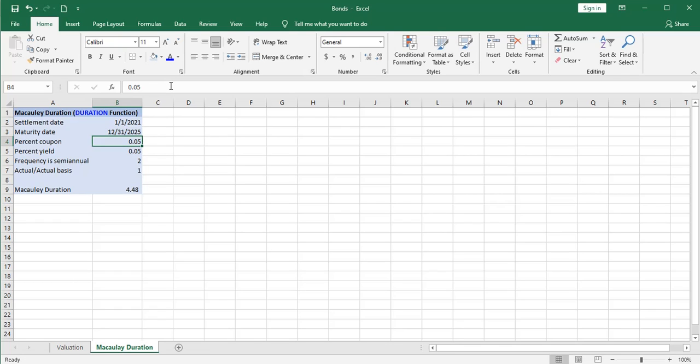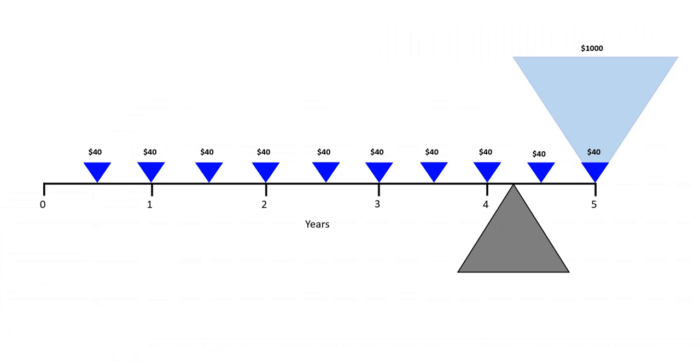We're back to our 5-year bond, and I'm just going to change the coupon rate to 8%. Notice how that drops the Macaulay duration, and that's in keeping with our seesaw model. Each of our coupon payments grew a little, so we have more weight on the left side of the seesaw, so our fulcrum shifted to the left a little.